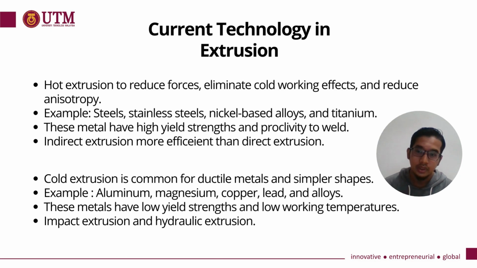On the other hand, cold extrusion is common for ductile metals and simpler shapes. Examples of metals used in cold extrusion are aluminium, magnesium, copper, lead, and alloys. These metals have low yield strength and low working temperature. Examples of cold extrusion are impact extrusion and hydraulic extrusion.